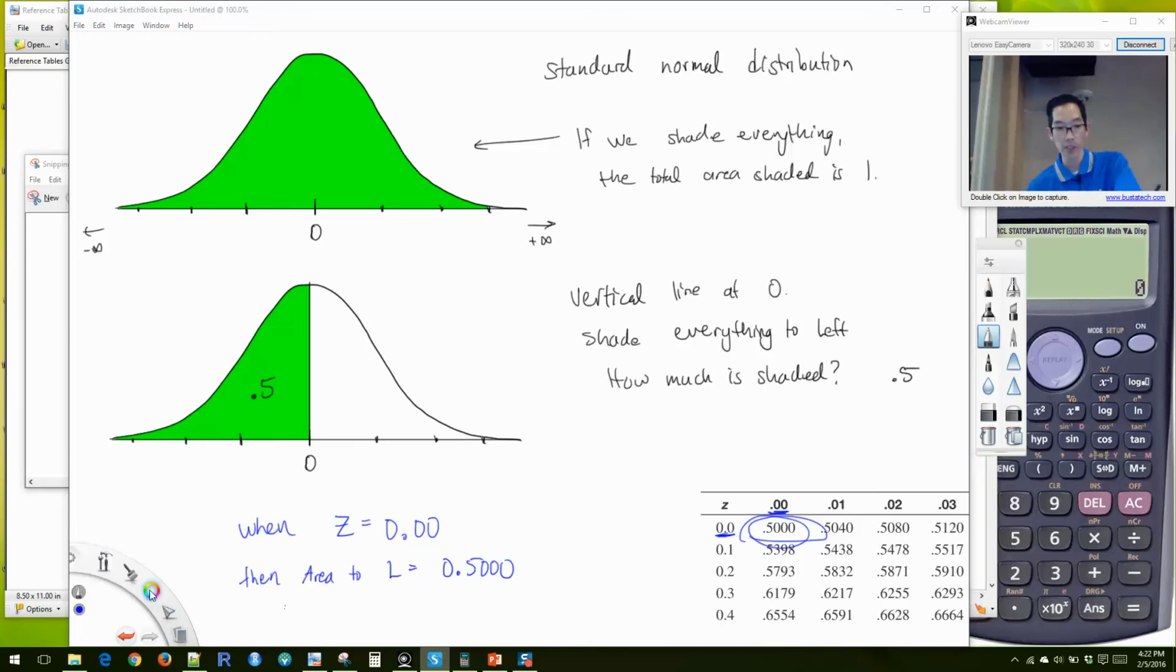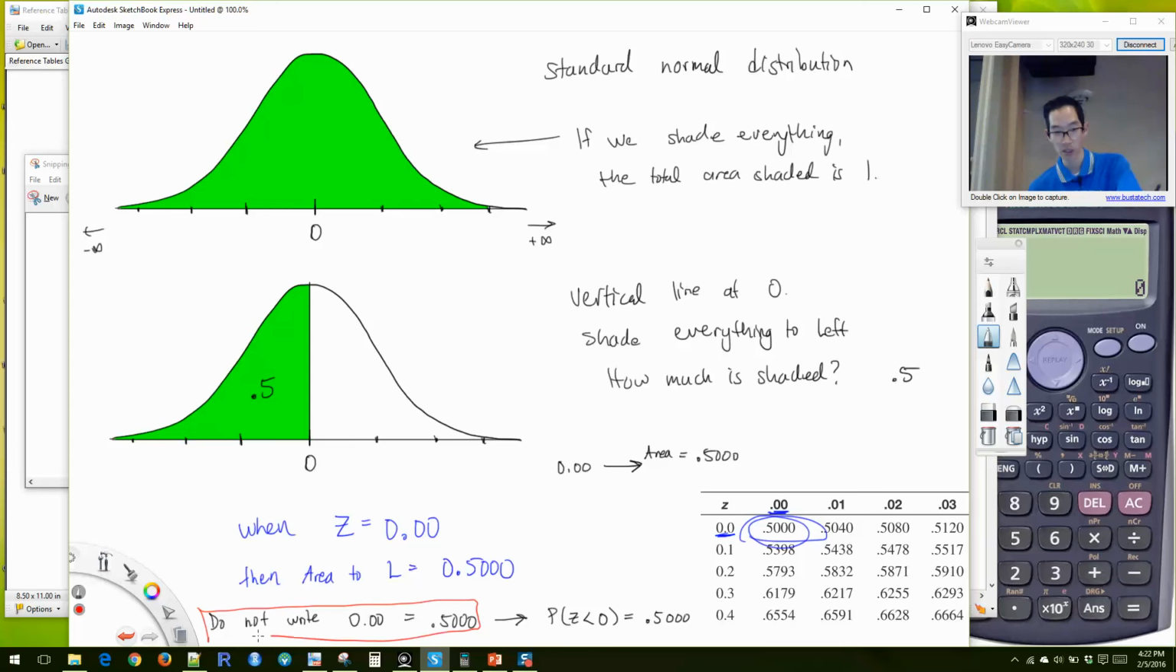Now, this is just something that kind of annoys me. Please do not write 0.00 equals 0.5000, okay? This is not correct. 0 does not equal 0.5. What you can say is that the probability that z is less than 0 is equal to 0.5000, or you can just say 0.00 leads to area equal to 0.5000, okay? These ones are fine, but this one is a no.